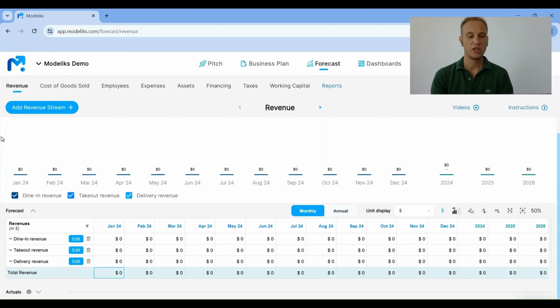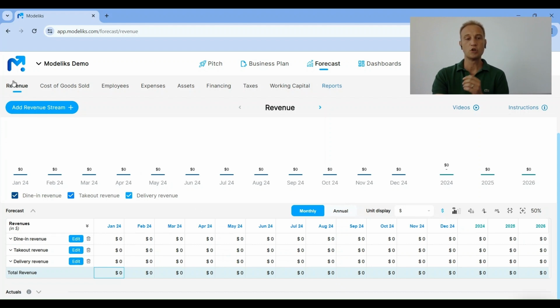This is Modeliks. We have preloaded the financial model template for a restaurant business in order to make our job of making a financial plan for a restaurant significantly easier. Now, in order to create a financial plan for our restaurant or for any business for that matter, we have to provide assumptions for the 8 sections that we see here in this banner.